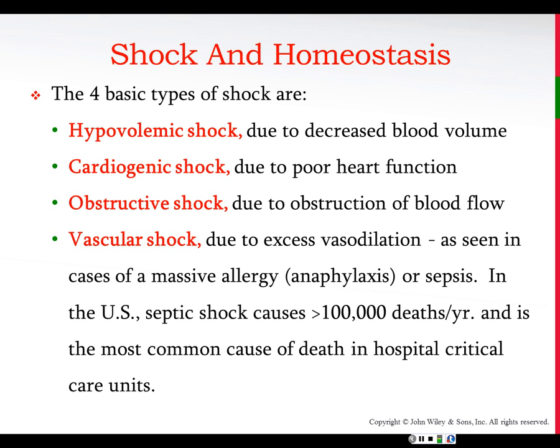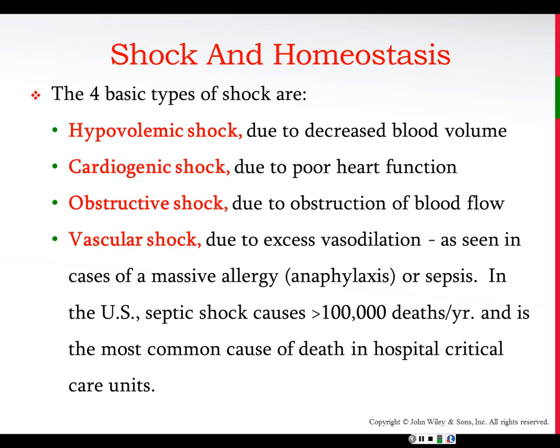So you see up here the 4 different types of shock. You see hypovolemic shock, which would be due to a decreased blood volume. You can see that in cases where people are bleeding. We usually more specifically call that hemorrhagic shock. You can see it in cases where people lose extreme amounts of fluid or they are extremely dehydrated. So hypovolemic shock means a loss of blood volume to the point where basically you see organs begin to fail.